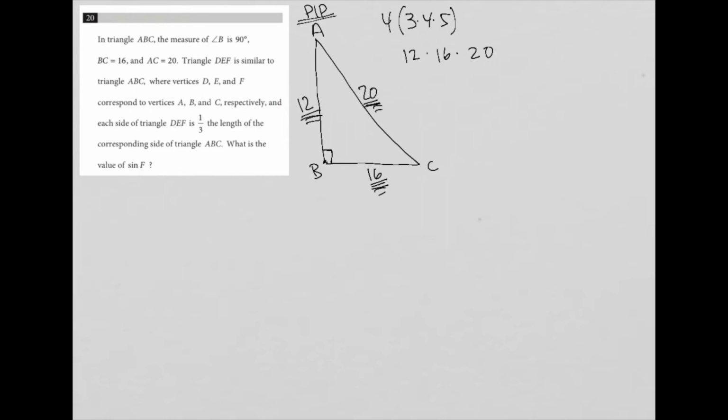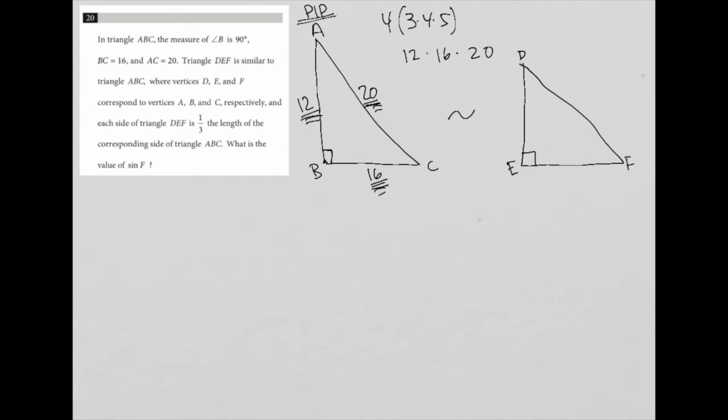So then let's keep going. It says triangle DEF is similar to triangle ABC, where vertices D, E, and F correspond to vertices A, B, and C respectively. So let me just draw that out. So I have this similar triangle, and it's DEF. So D is here, and then E is there, and then F is there. So that means E is where the right angle is.